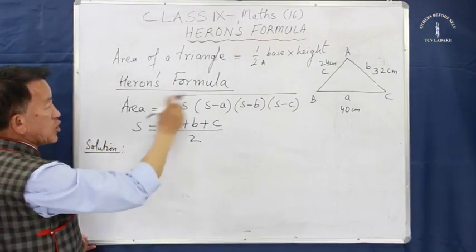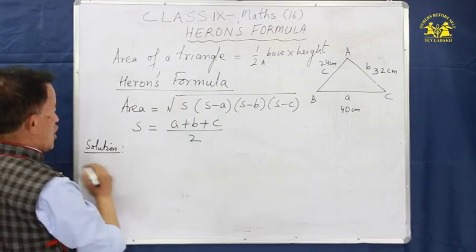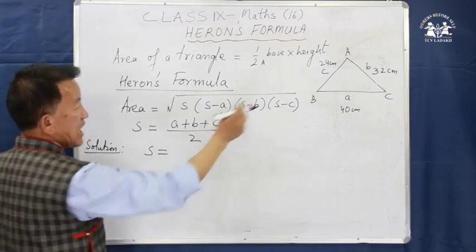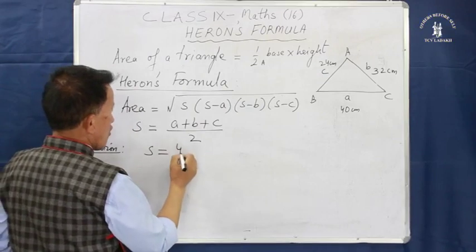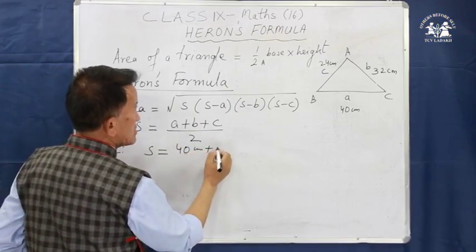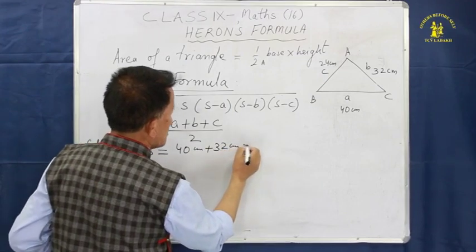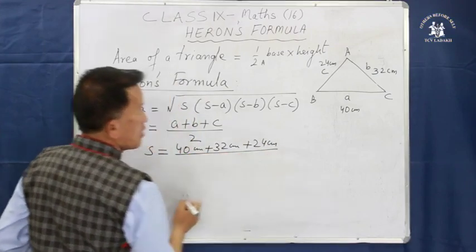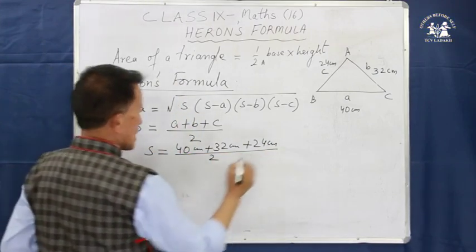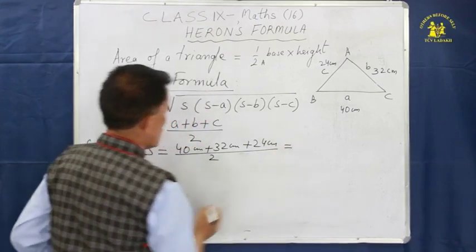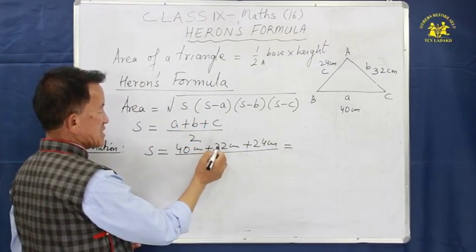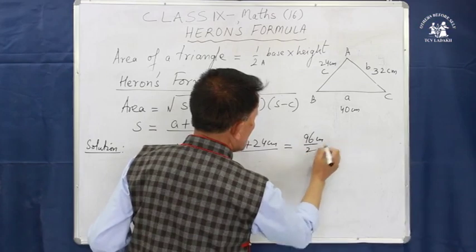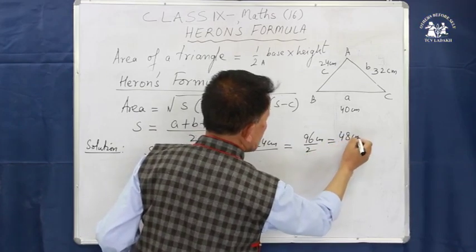For that, using Heron's formula, what do we do? First, we find the semi-perimeter. So for that, we add all these three sides. 40 centimeter plus 32 centimeter plus 24 centimeter divided by 2. So that is equal to 40, 50, 60, 70, 80, 90, 96 centimeter divided by 2, which is equal to 48 centimeter.